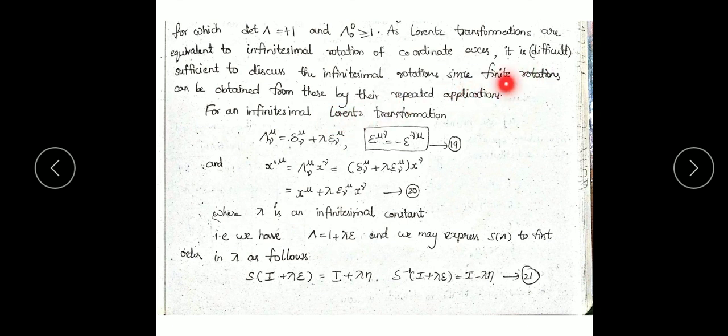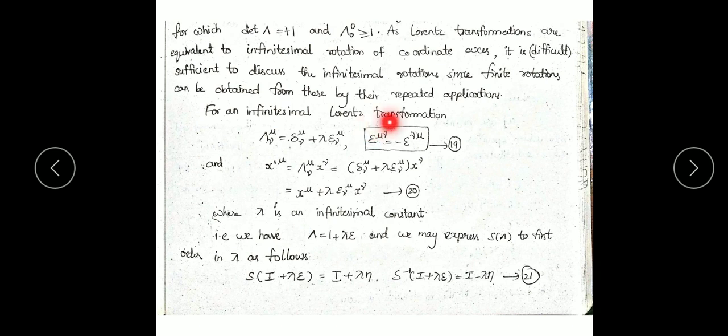So finite rotations can be obtained by repeated application of infinitesimal rotations; that is nothing but finite rotations. For an infinitesimal Lorentz transformation, we have this form: Λ^ν_μ = δ^ν_μ + λε^ν_μ. The rank of the tensor has to be kept in mind. This is the transformation for the infinitesimal case, and ε_μν is equal to minus ε_νμ.